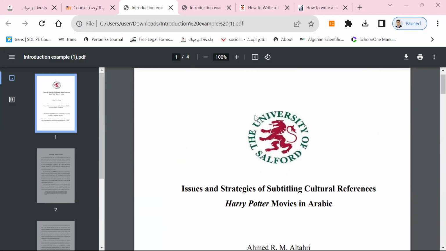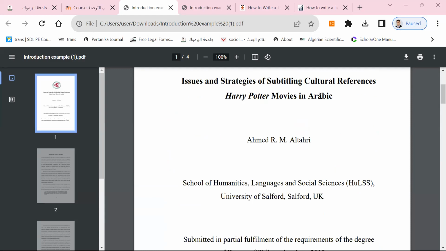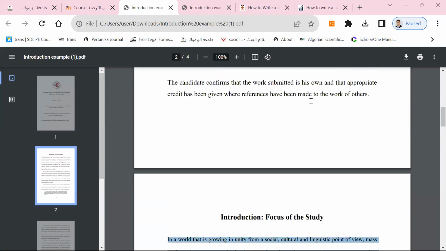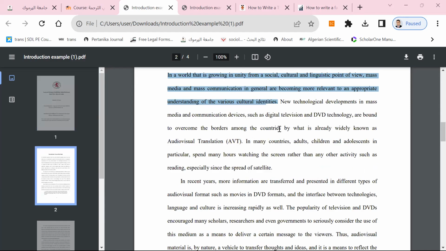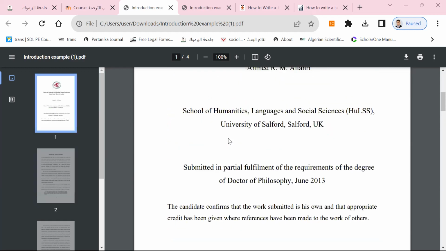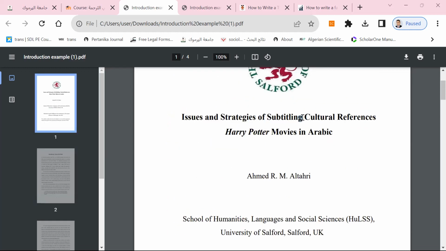Now look at the title here. Issues and strategies of subtitling cultural references, Harry Potter movies. Now we start talking about what? The author starts talking about the topic in a general way. Now look at the second sentence here. New technological developments in mass media and communication devices, such as digital television and DVD technology, are bound to overcome the borders among the countries by what is already widely known as audio-visual translation. Look, audio-visual translation. What are we talking about here? Subtitling.